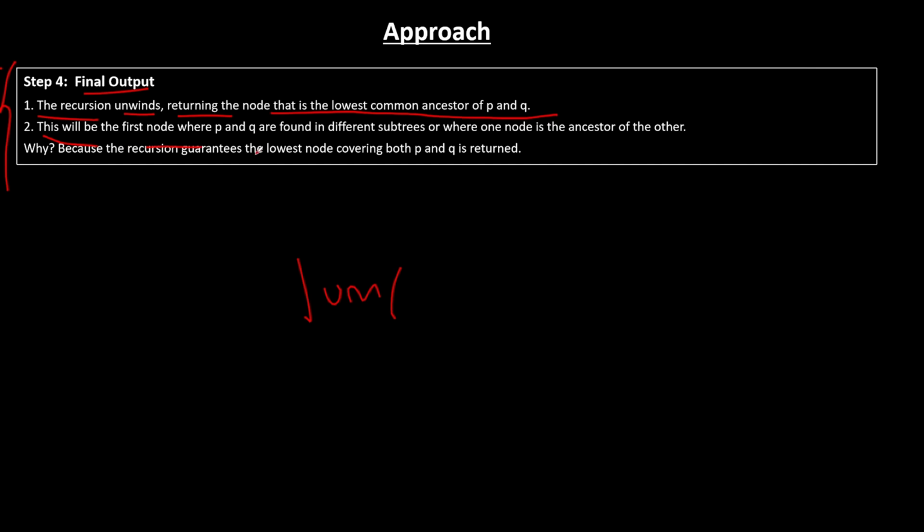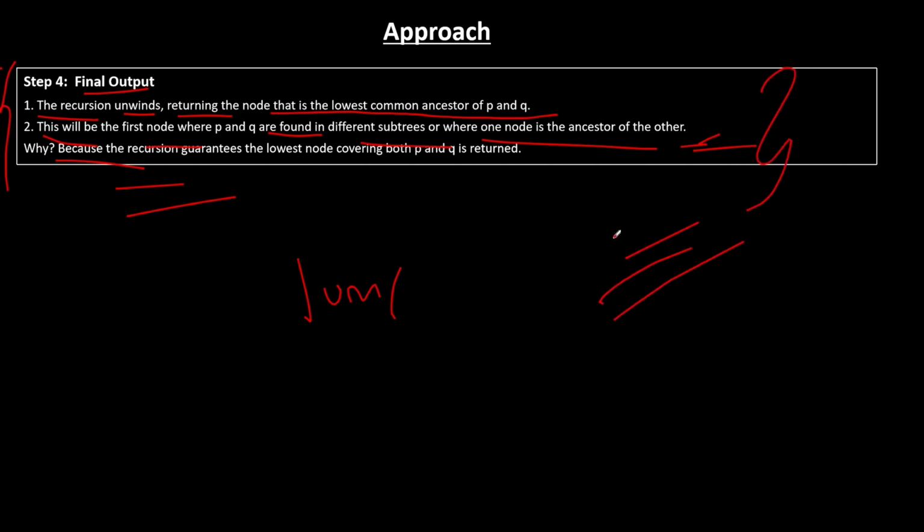This will be the first node where P and Q are found in different subtrees, or where one of the nodes is the ancestor of the other, fine. That's the thing. This is just the returning of the value, that's all. So I hope you understood the approach explanation. Now let's move to the next slide.